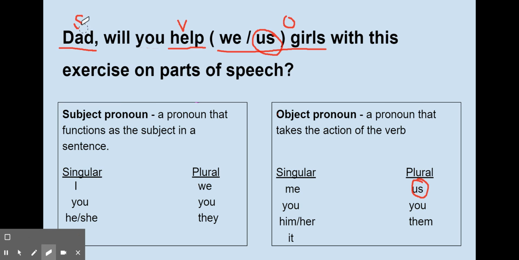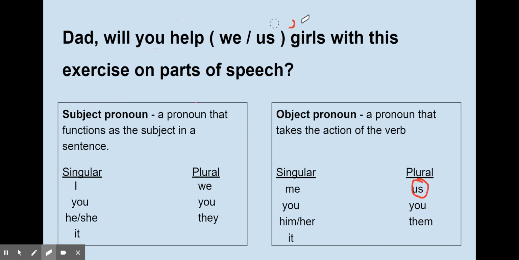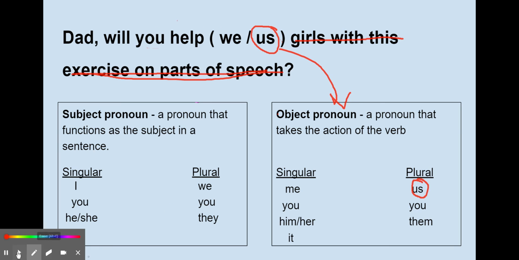Again, the shortcut that you can take is get rid of what you don't need in the sentence. If I were to do that, I could actually eliminate everything after the pronoun. So if I go back to this, I could get rid of all of this. Should I say, Dad, will you help us? Or Dad, will you help we? Clearly here, it's very easy to tell. I should be using us as my objective pronoun. So that's another tip you can use.